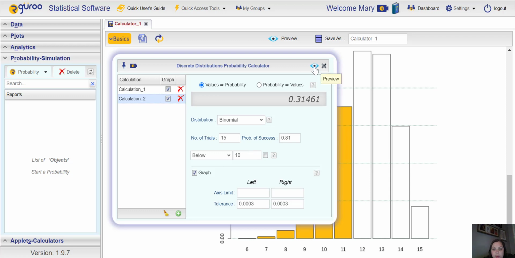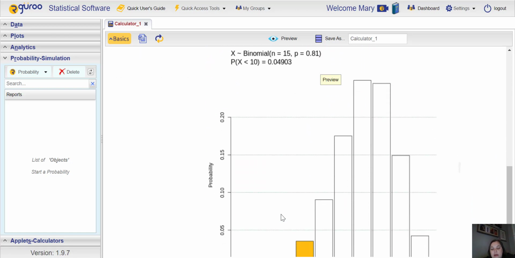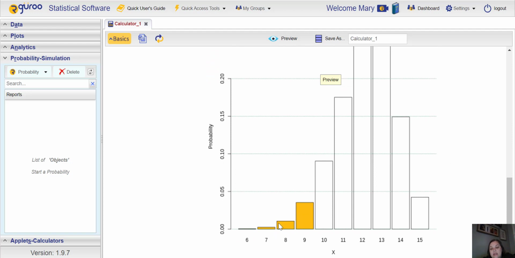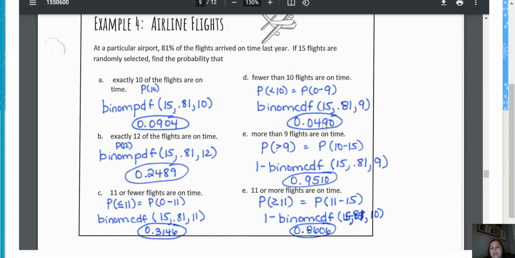So I'm going to hit the preview button and scroll down to my second one. You can see that they're shading fewer than 10. So 9, 8, 7, 6. And the answer would be 0.04903. And we got 0.0490. Same thing.